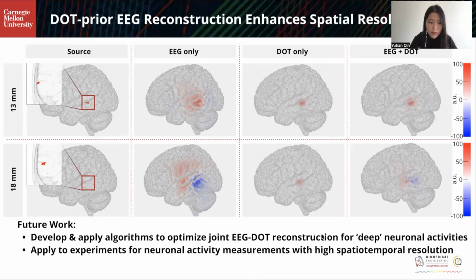For the future work, we are going to develop and apply algorithms to optimize the joint EEG-DOT reconstruction for deep neural activities. And we are going to apply the algorithm to experiments for neuronal activity measurements with high spatial temporal resolution in the auditory cortex.